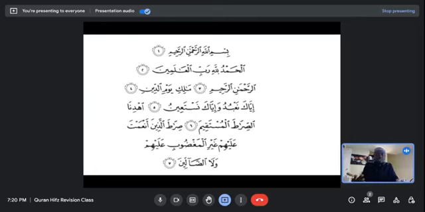Like the Prophet, peace be upon him, said, whenever you read the Quran, alif, lam, mim, pronouncing each of those letters at their respective places, you get reward for that.